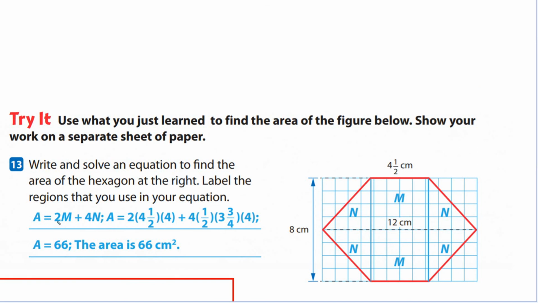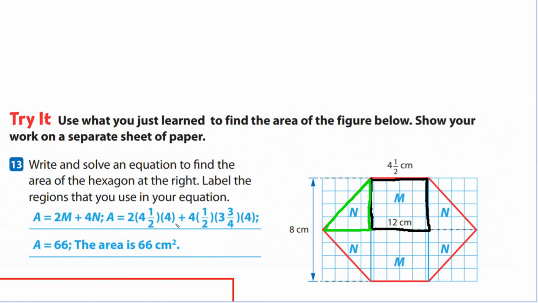So they said area equals 2m. If you noticed, they labeled these as m. And this looks like what shape? Okay, we got a rectangle. And then they got the 4n. And each n, let me do a different color here, I apologize for that. Each n is a triangle. Okay, so there's 1, 2, 3, 4 of those. Okay, and then they did the math.